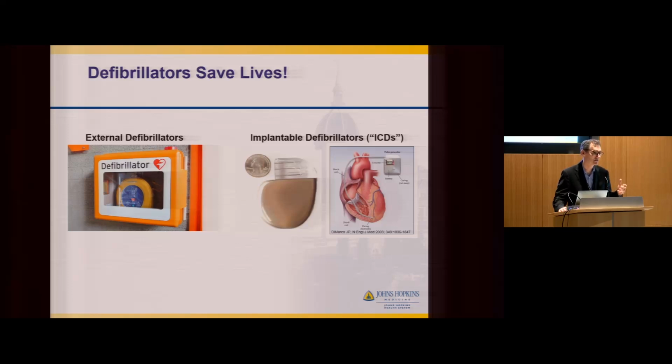Now, this is similar to a pacemaker. It's a little computer with a battery that can monitor your heart rhythm. But not only is it able to pace if you have a slow heart rate, but also if you go into a dangerous fast rhythm, that defibrillator is able to defibrillate you. It's important to know that the very first defibrillator was actually conceived and built here in Baltimore. And the first defibrillator worldwide was implanted here at Johns Hopkins Hospital in 1980. So we have a long tradition.